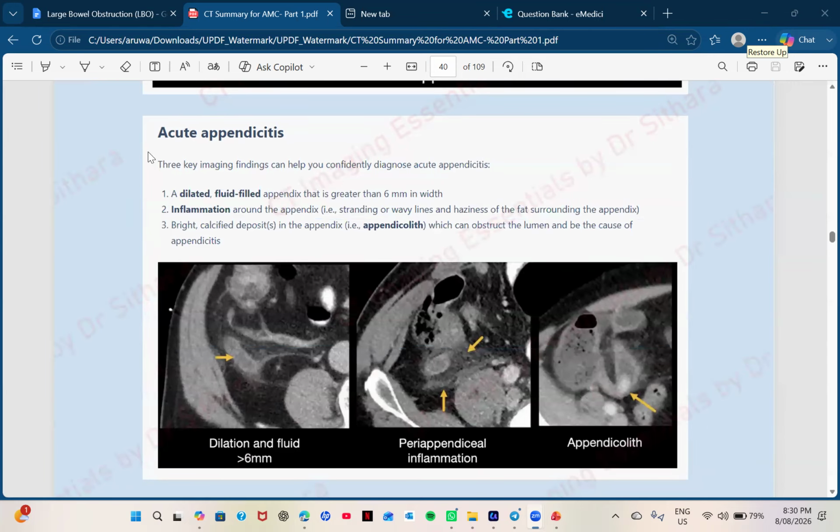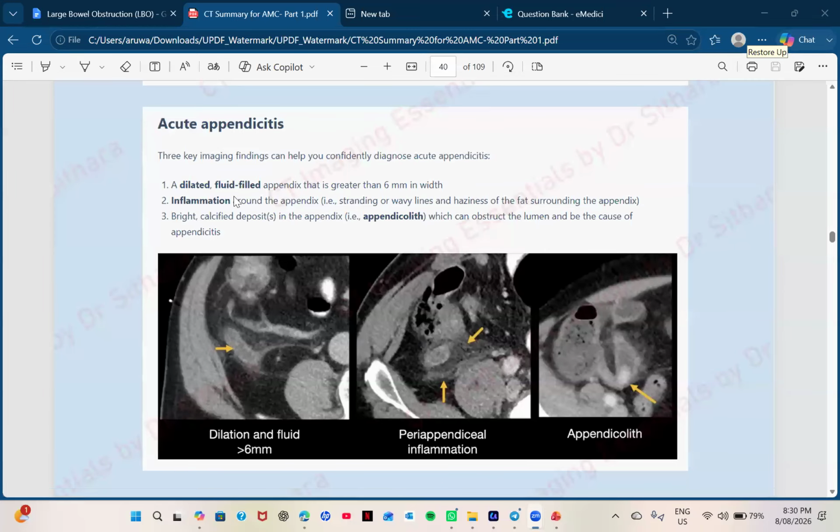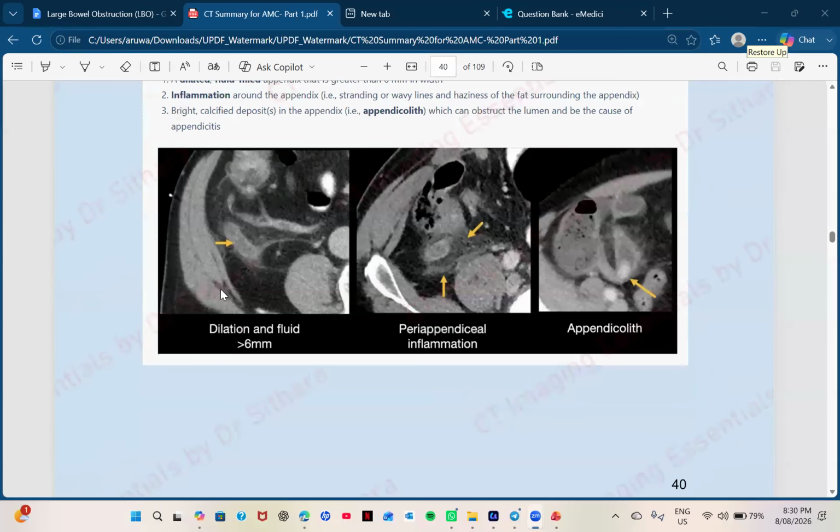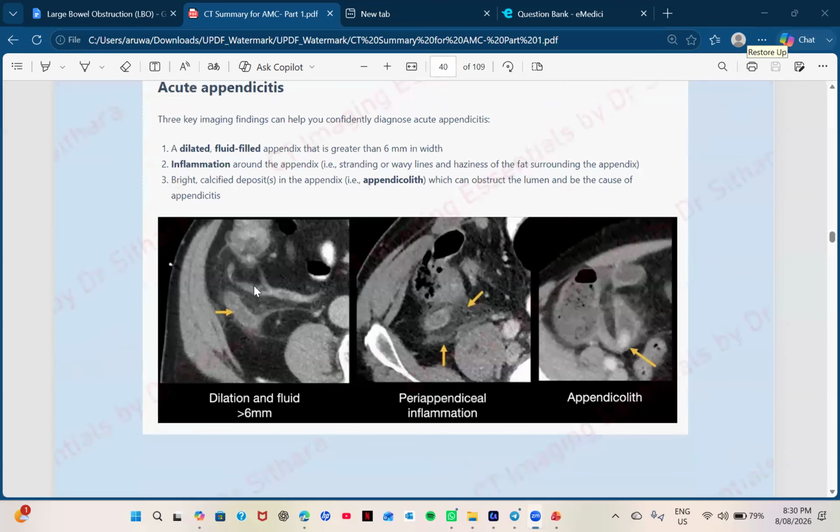Acute appendicitis. The key imaging findings that can help confirm the diagnosis of acute appendicitis: a dilated, fluid-filled appendix that is greater than 6 millimeters in width. Can you see, here it's very little light, and it's dilated, right? The fluid-filled appendix. The inflammation around the appendix: stranding and wavy lines, and haziness of the fat surrounding the appendix. Here, periappendiceal inflammation, right? Can you see the fat is inflamed? That is what they are mentioning.